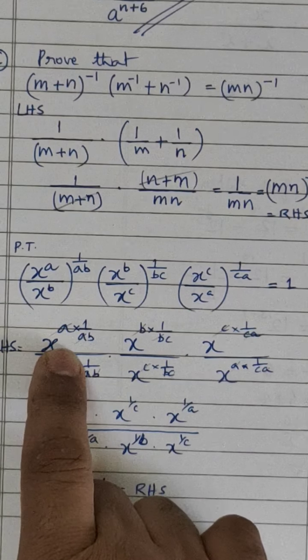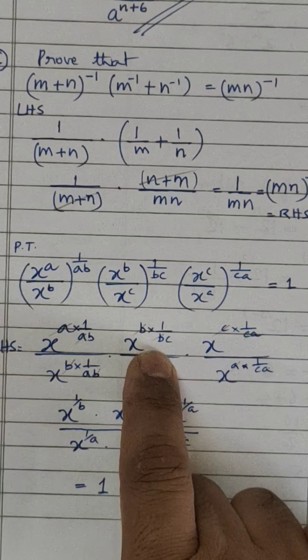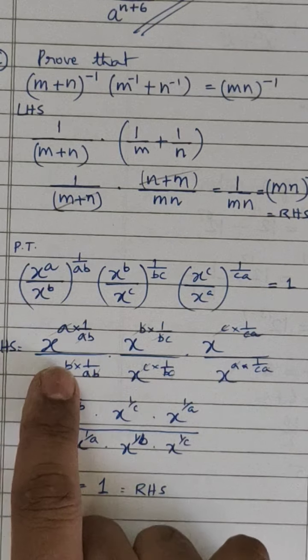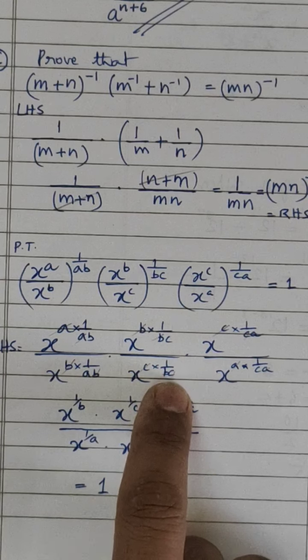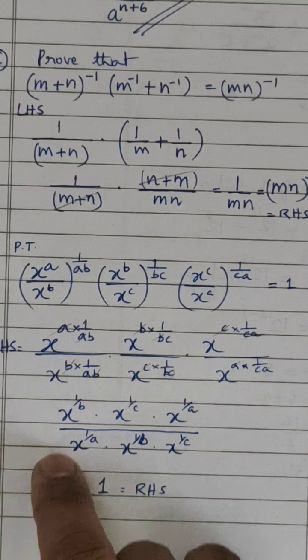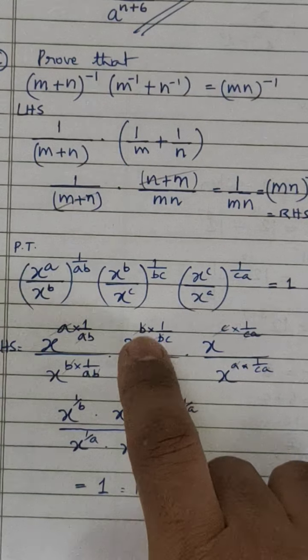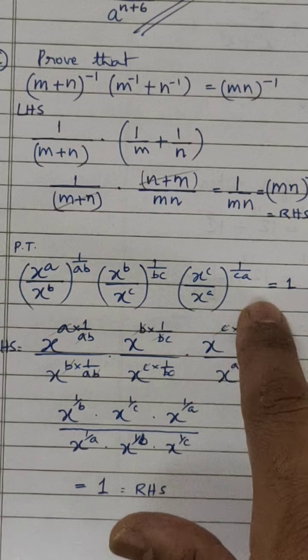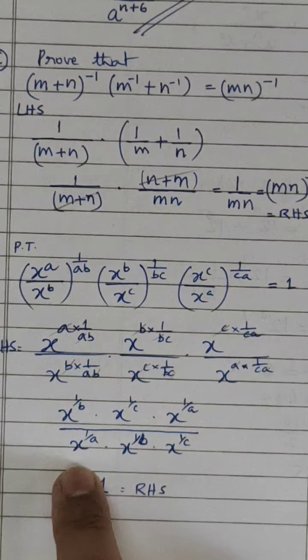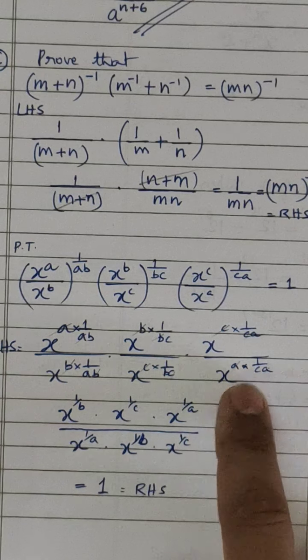This a and this a will get cancelled, this b and this b will cancel, this c and this c will get cancelled. Here b and b will get cancelled, c and c will get cancelled, a and a will get cancelled. We are left with x to the power of 1 by b, x to the power of 1 by c, x to the power of 1 by a, x to the power of 1 by a, x to the power of 1 by b, x to the power of 1 by c.